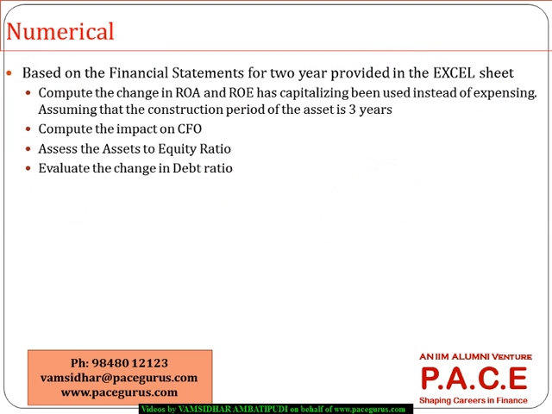Now, let's look at changing the financial statement from one form to the other, which is more like capitalizing versus expensing, and based on that see what is the impact on the financial statements as well as the various ratios. Based on the financial statement that we have, compute the change in ROA and ROE if the capitalization is being used instead of expensing the asset.